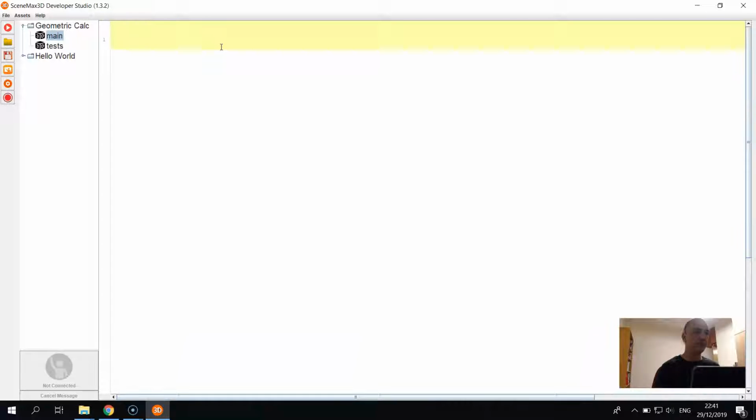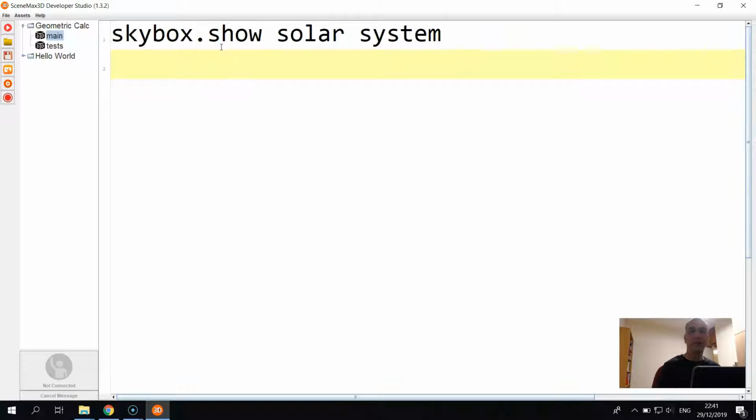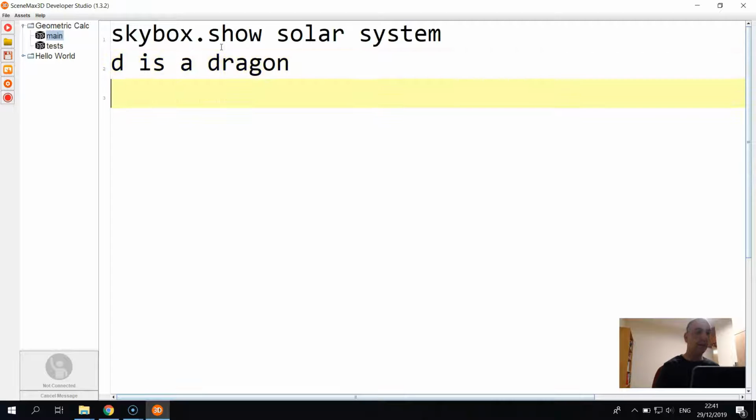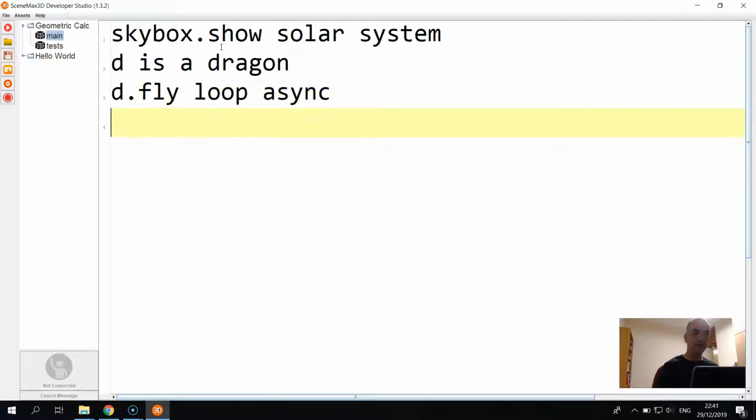So let's start my scene. I want to have some kind of solar system, so show solar system. And I want to have a dragon, so here's a dragon. I want my dragon to fly, asynchronous. So this is the start of my scene. Okay, so it's a very simple scene. Let's run it.